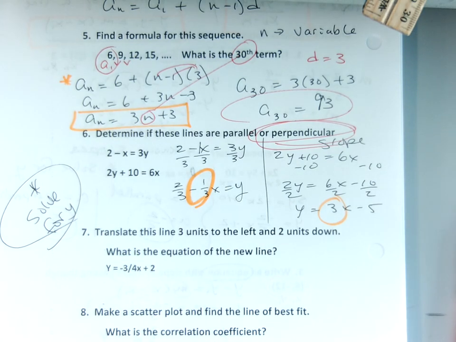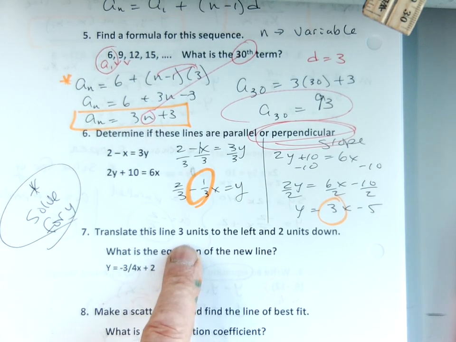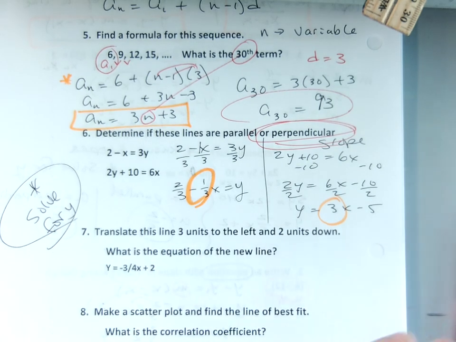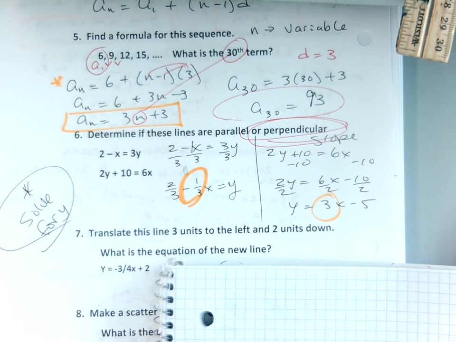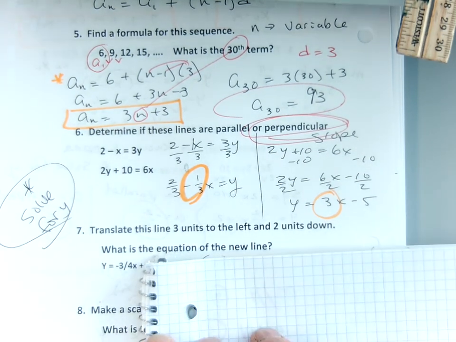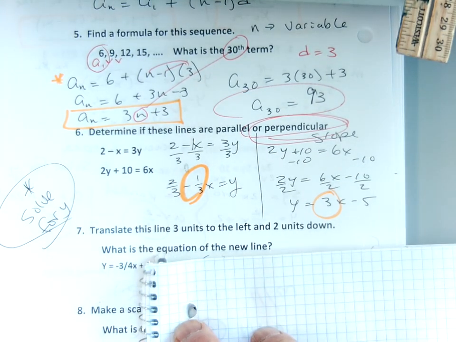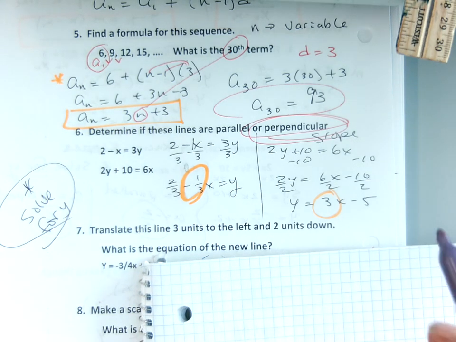Okay, translate this line 3 units to the left, 2 units down. So I think the easiest way to do this is just graphing. Okay, so I'm going to take a piece of graph paper here. I'm going to graph it. I think the easiest way of all is just to graph it. Just use what knowledge we have. So I'm just going to graph this line.